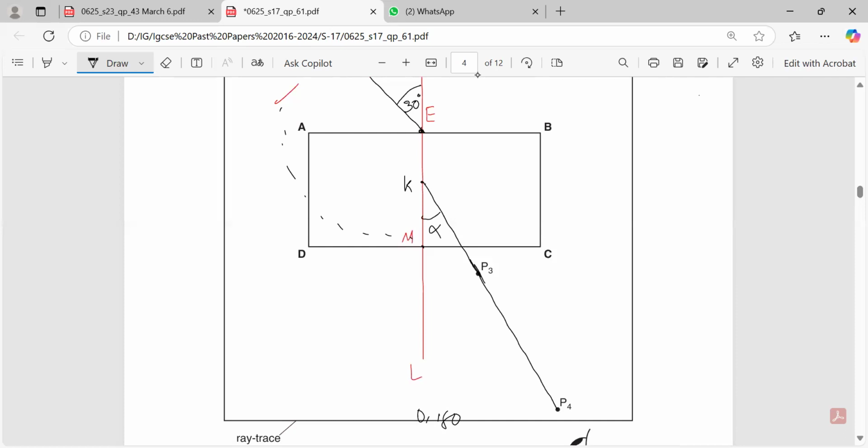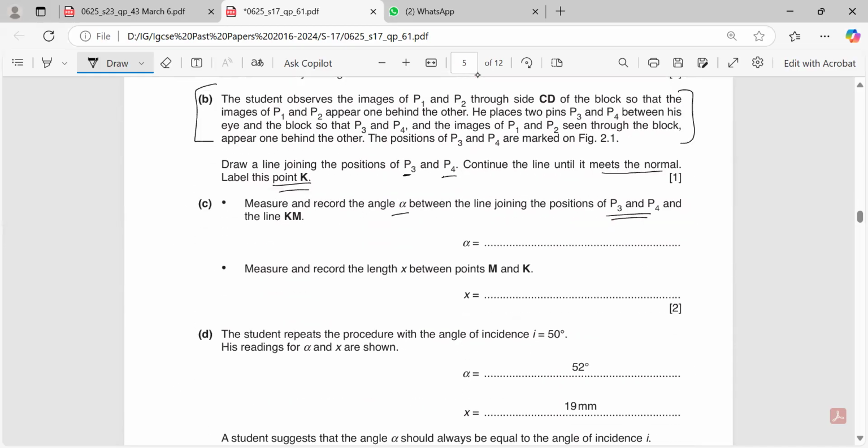That will be the angle alpha. It looks to me also 30, so I'm writing there the value of alpha as 30 degrees. But you have to measure it.